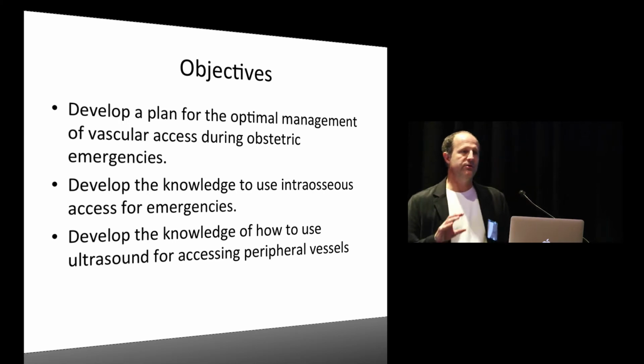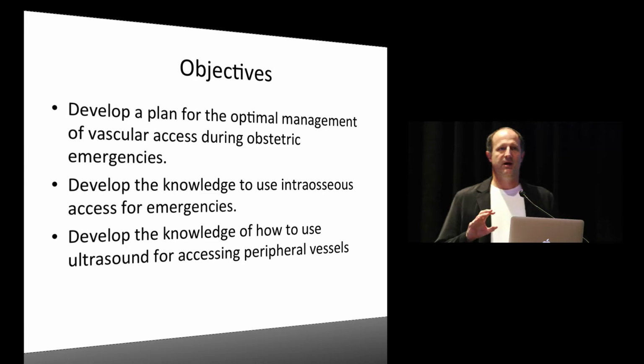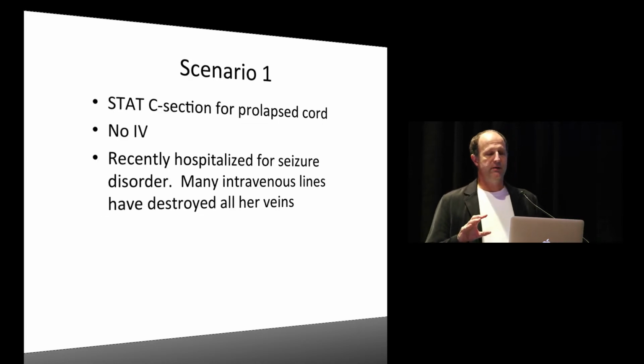So we're going to have two scenarios that we're going to discuss. One is the stat C-section for the prolapsed cord. The woman has no IV, and she's been recently hospitalized for a seizure disorder, and they used Dilantin and everything else in her veins, and her veins are completely shot, and she has no peripheral veins that you can really have great access to.